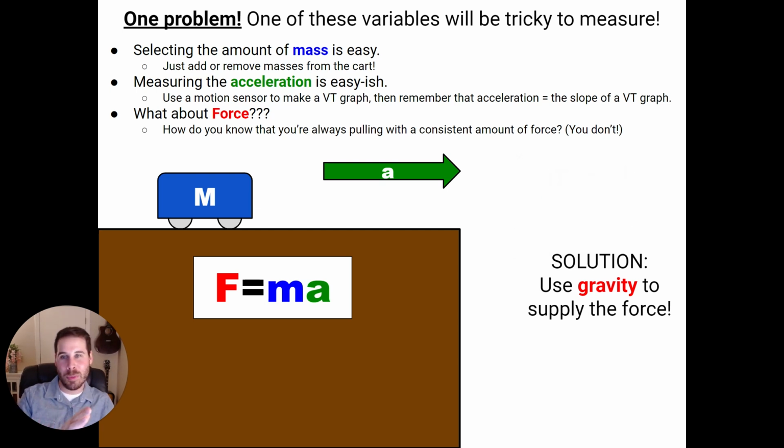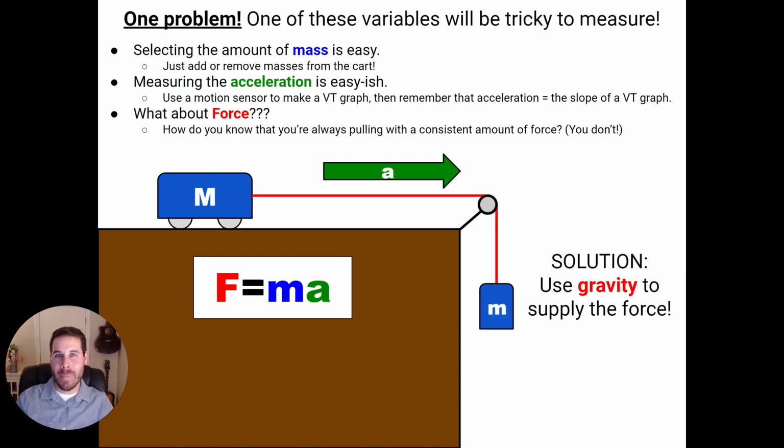Well, we're going to change the direction of the force. Instead of having a hand pulling on a string, pulling the cart, we're going to attach our cart to a pulley system, and we'll have a hanging mass over the edge of your desk. So that hanging mass is going to have a gravitational pull. There's going to be a force of gravity pulling it down, and that's going to supply the force in this case.